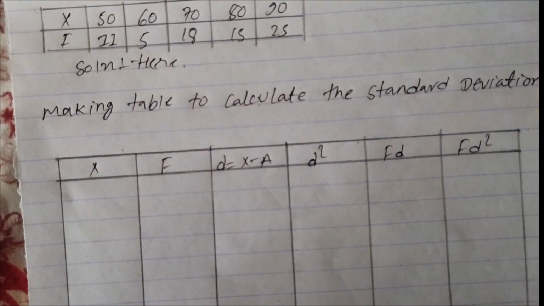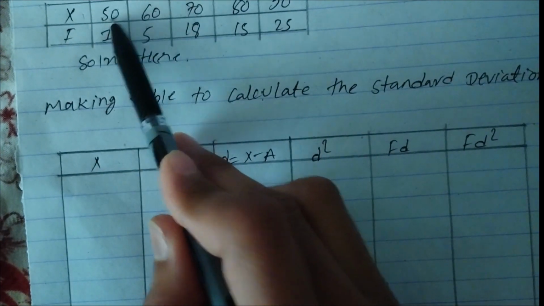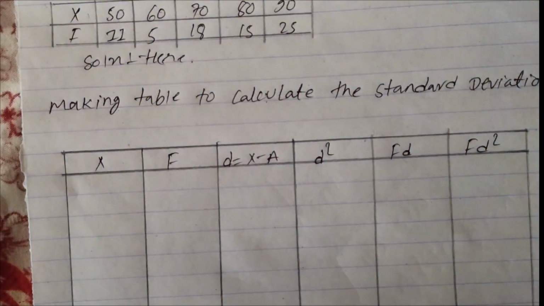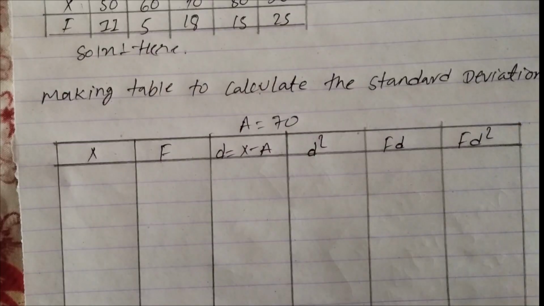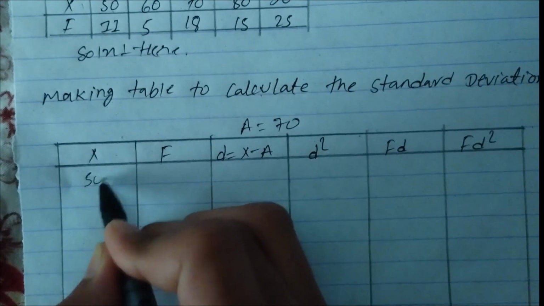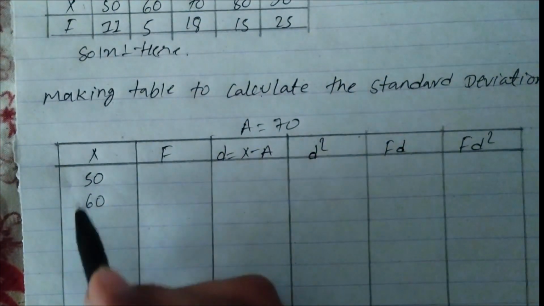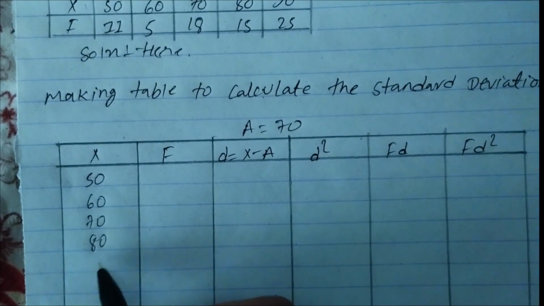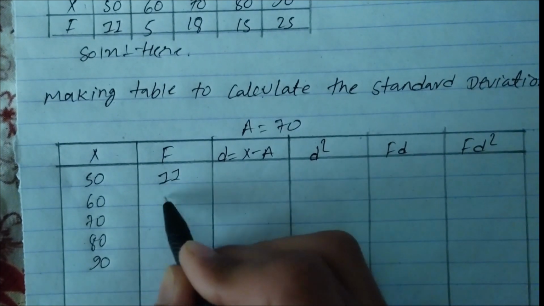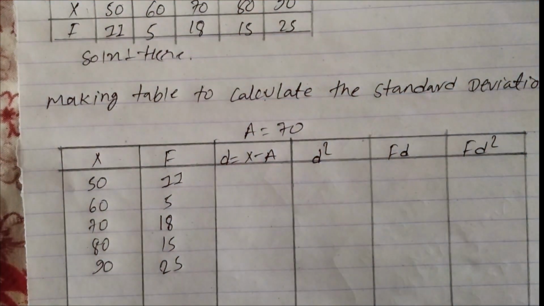To calculate standard deviation, first we assume any number from x. From x we can assume any number: 50, 60, 70, 80, 90. I can choose the assumed a equal to 70. Now filling in the given numbers: x is 50, 60, 70, 80, 90, and f is 11, 5, 18, 15, 25.